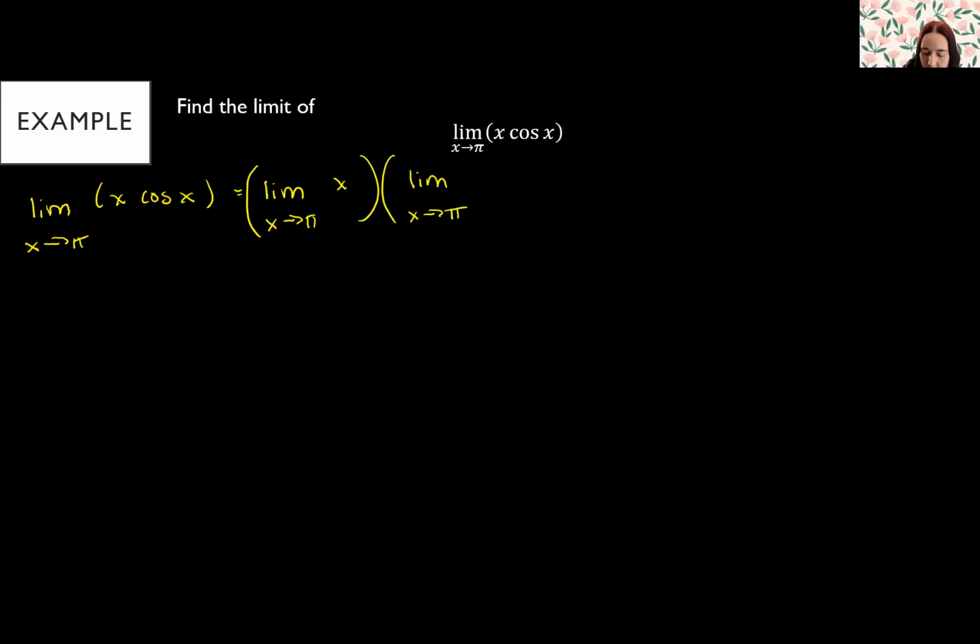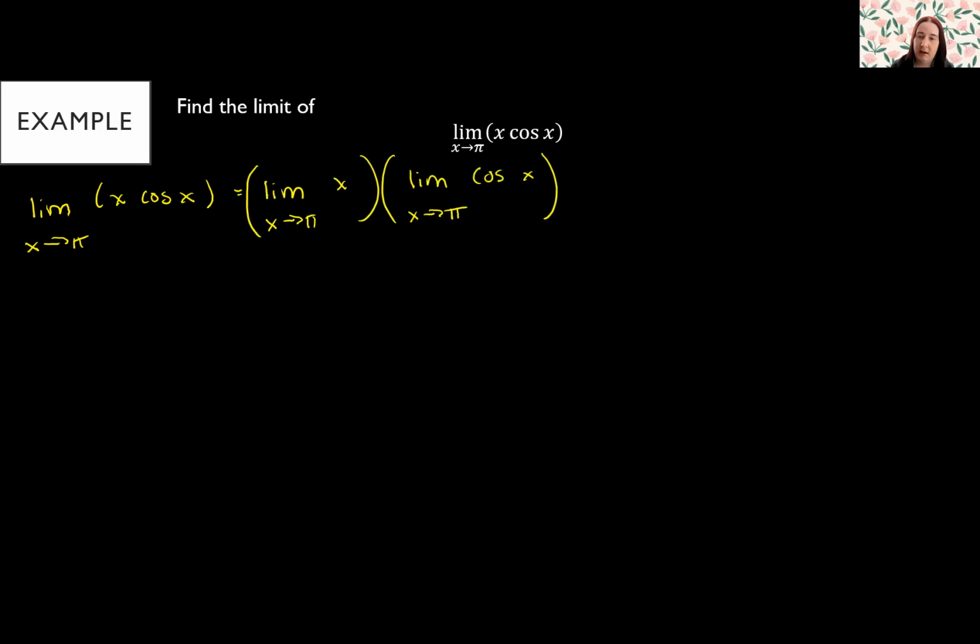So we're going to use the rules. We've got the limit as x goes to pi of x times the cosine of x. And we're going to split this up, because we basically got x times cosine x, so we've got two different functions. So we're going to split this up as the limit of x times the limit of cosine of x. So the limit as x goes to pi of x times the limit as x goes to pi of cosine of x.